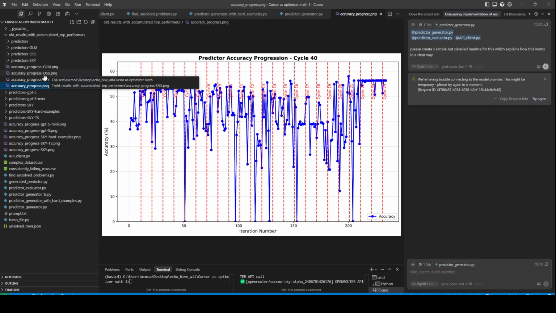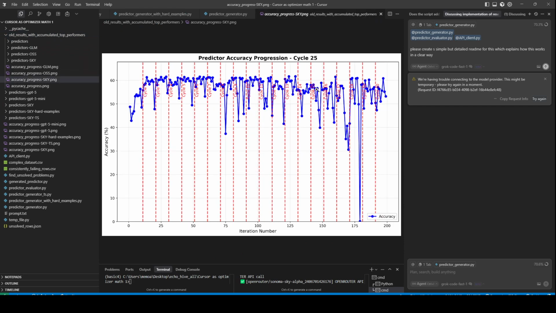Yeah, it was flat. So these cycles, even though we have cycles here, we did not have any reflective prompting. So I went through several stages.